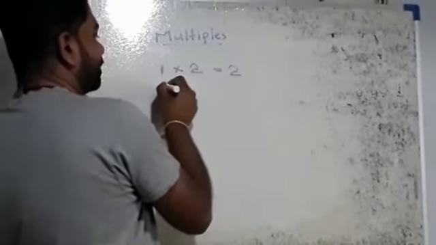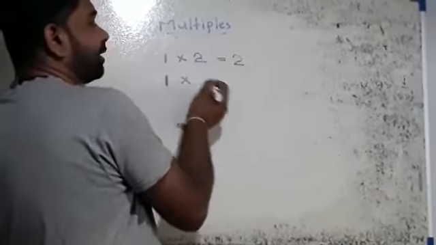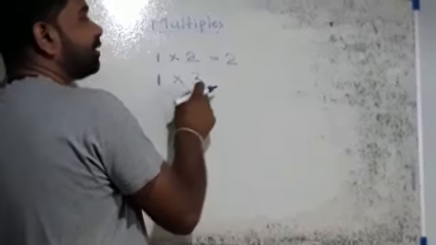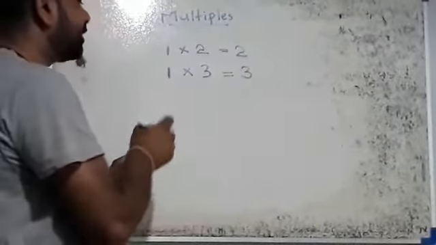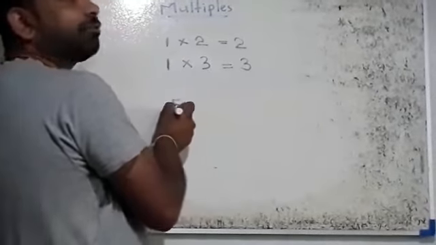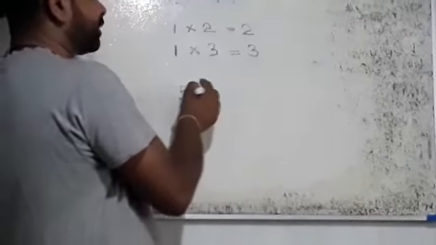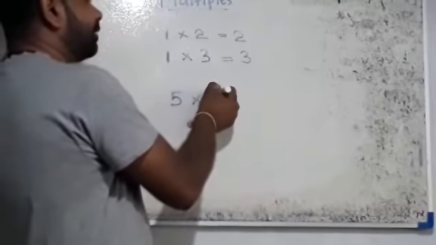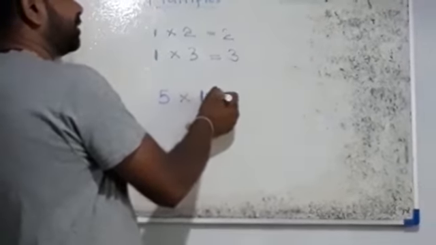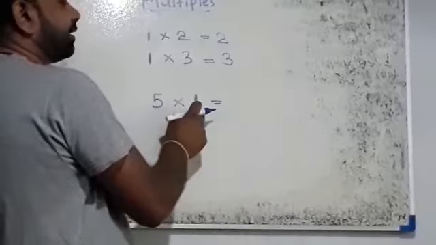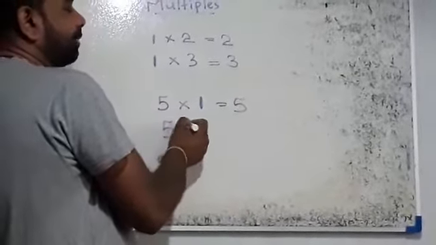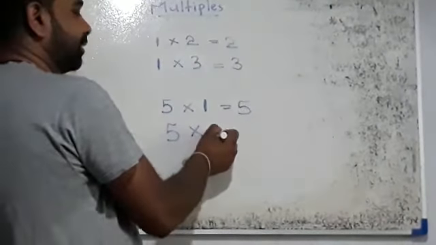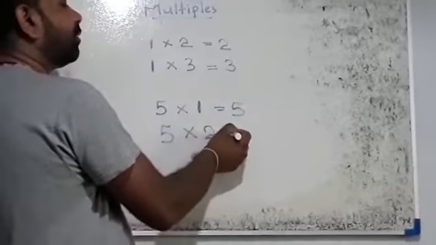I have a whole number. That number I multiplied by another whole number. Then it will come 3. Let's consider I selected 5. It is a whole number. This number I multiplied by another number. So 5 times 1 is 5. I have a whole number, and I multiplied that number by another whole number.